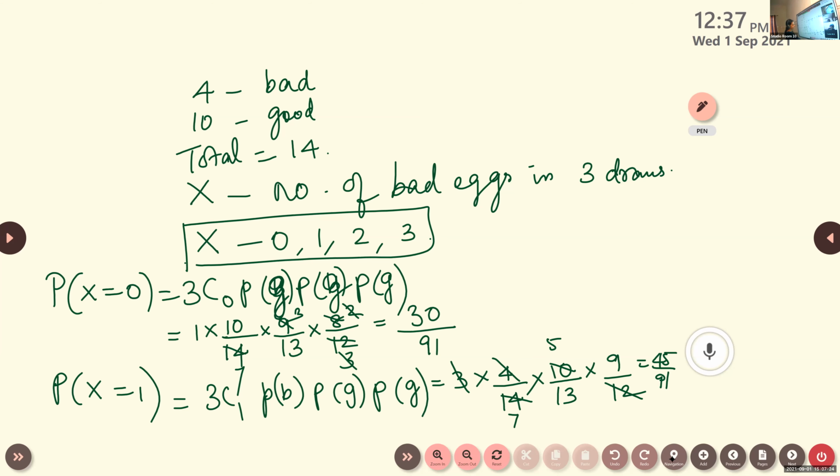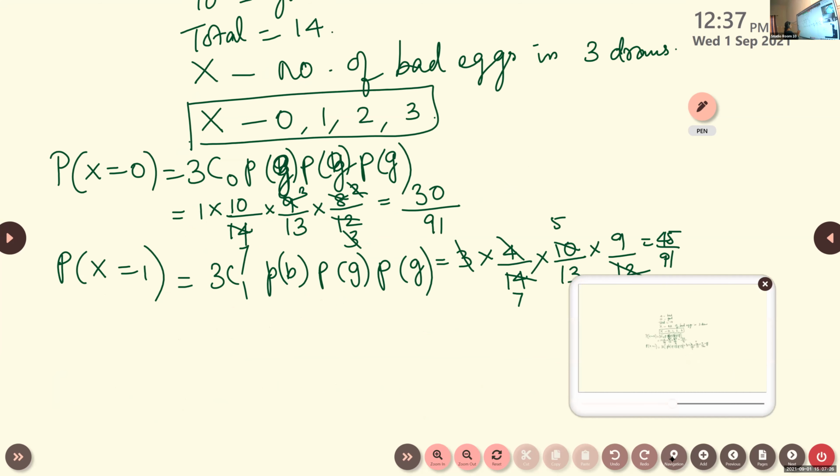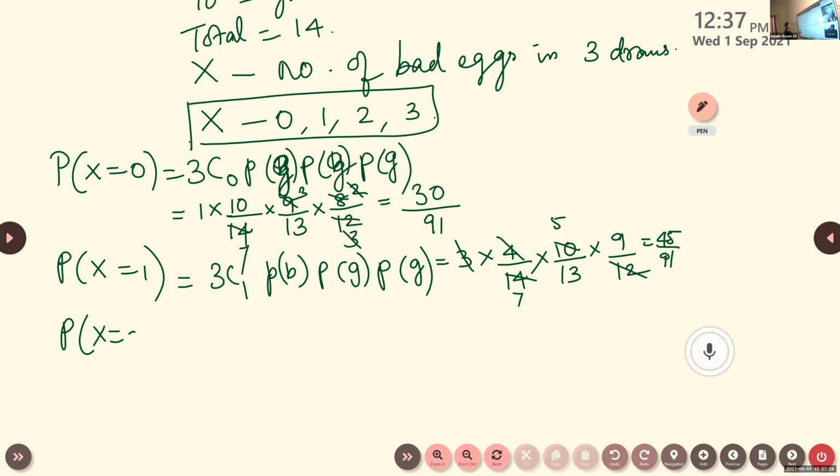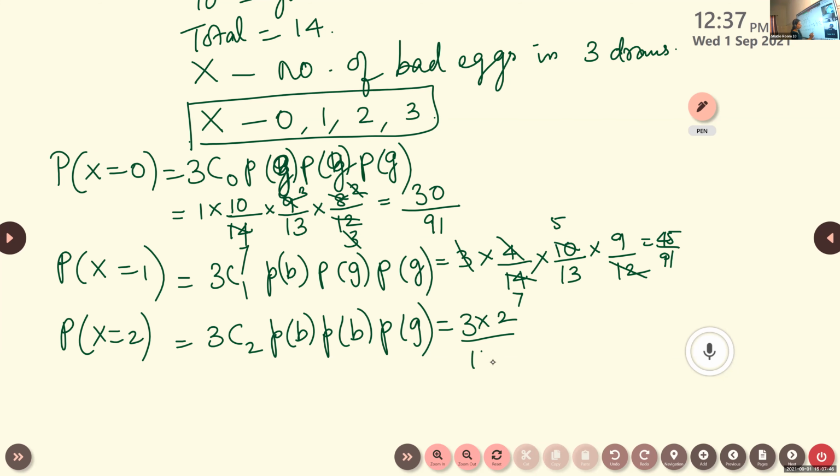Now take the next case. P of x is equal to 2. What is x is equal to 2? It means among 3 trials, 2 times we get a bad egg. 3C2, P of B, P of B, and 1 good, P of G. What is 3C2? 3 into 2 by 1 into 2. Are you able to recall this probability? Sorry, permutation and combination. nCr is n factorial by r factorial into n minus r factorial.